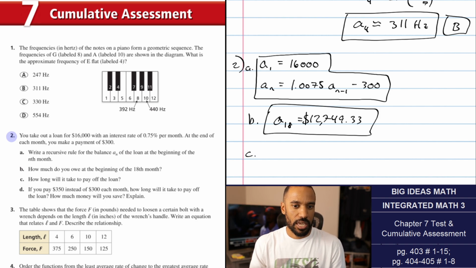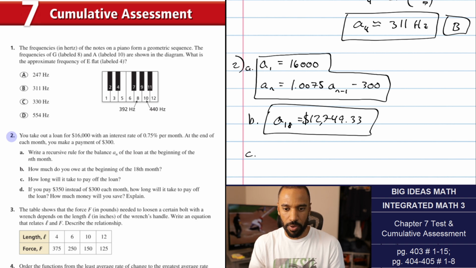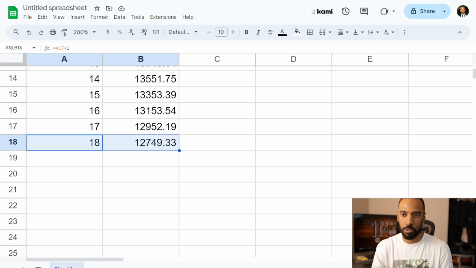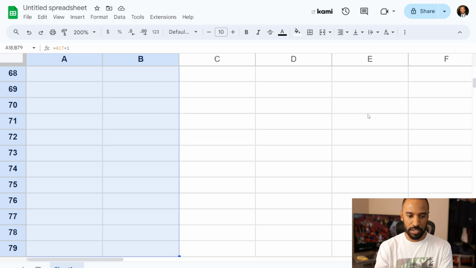Part C, how long will it take to pay off the loan? Okay, so for that one, we have to go back and figure out, now I don't know if it's at the end of this month versus at the beginning of that month, but we have to figure out basically when this hits negative territory. And I lost my Google Chrome. There it is. So let's copy and paste both of these a little bit. Let's see when it starts hitting negative land.